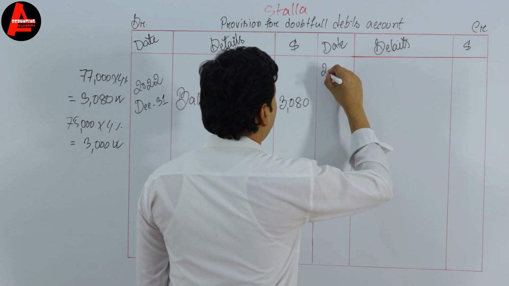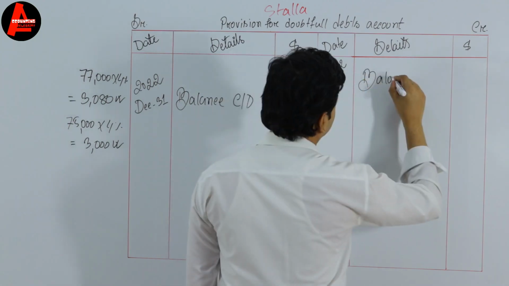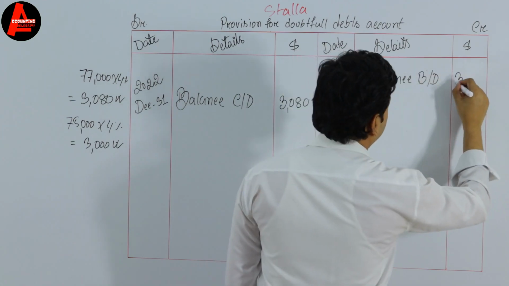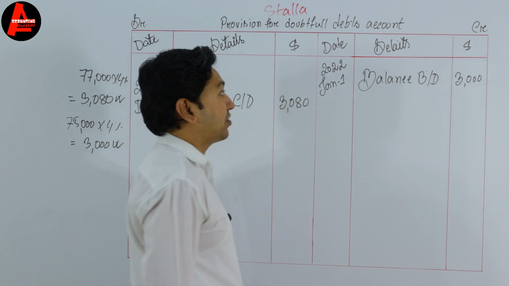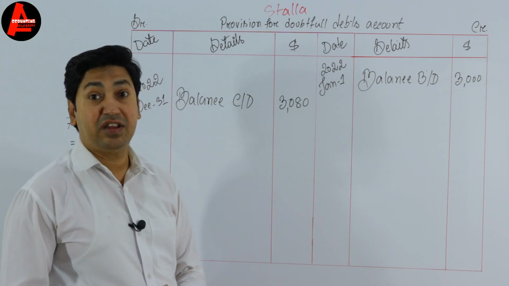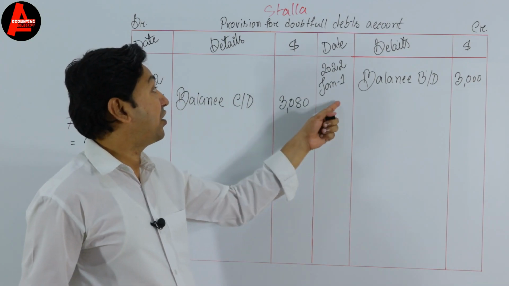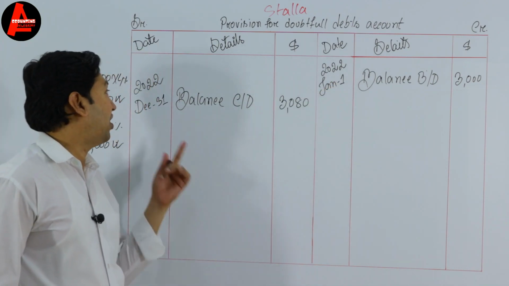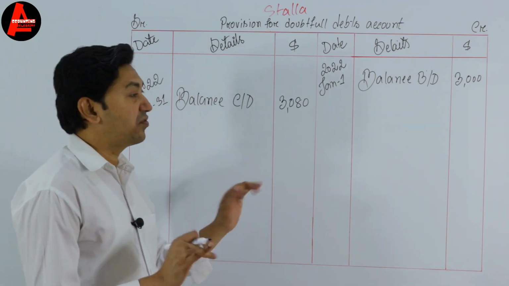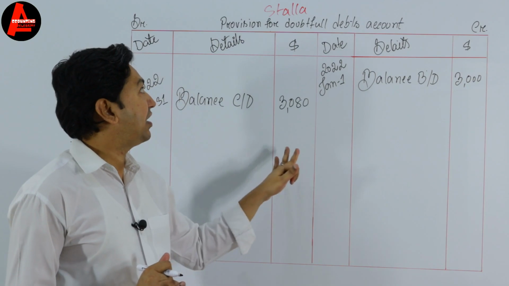So let us write the date first, 2022 January 1st. We will write here balance BD. BD stands for balance brought down. So we calculated $3,000. Now the question is, why 1st January 2022 opening balance? That means the financial year started on 1st January 2022 and ended on 31st December 2022. So these are the information we had in the question and we recorded it here on this account.